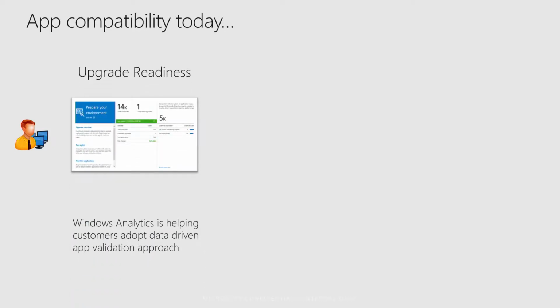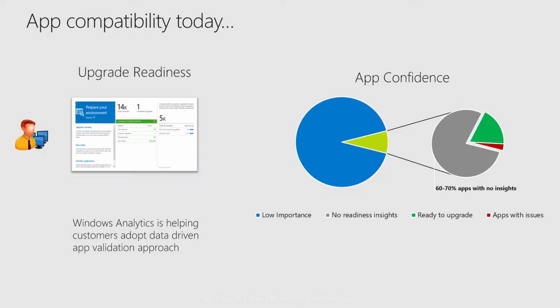So let's talk a little bit about app compatibility today. For a typical customer who's trying to upgrade to Windows 10, app compatibility is still a challenge. It not only incurs a lot of time and effort, but also increases your migration cost tremendously. With Upgrade Readiness in Windows Analytics, we are trying to push the data-driven app validation approach for our customers, which helps them know which applications they should be validating and how they can get smarter about it.